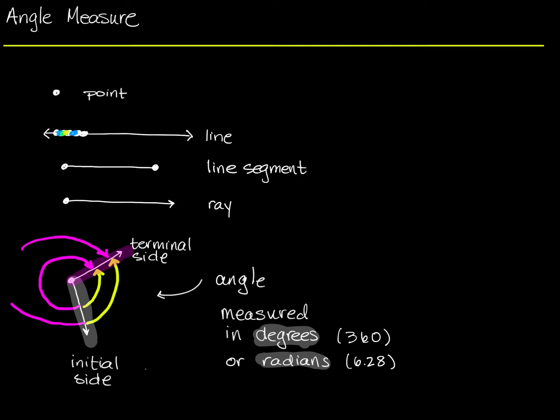All right, let's take a look now at where this 6.28 comes from. How many degrees are there in a circle? 360. How many radians are there in a circle? 6.28. Well, that's actually 2 pi. But let's talk about why that's the case.